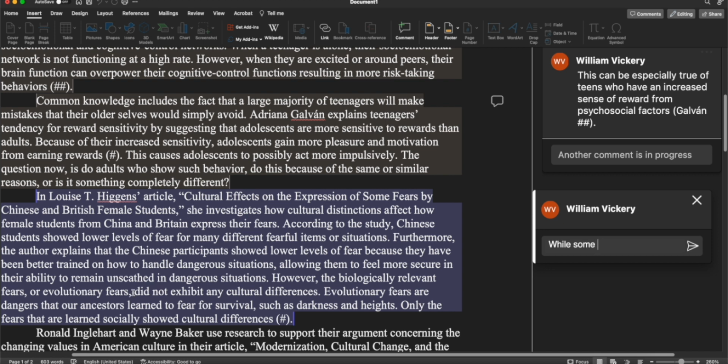Biologically relevant fears, evolutionary fears, social fear. Okay. Awesome.